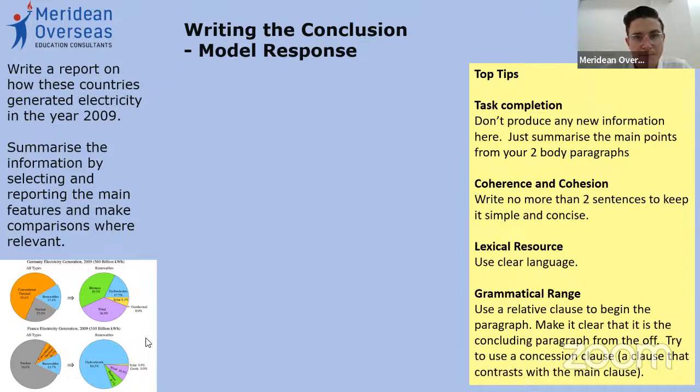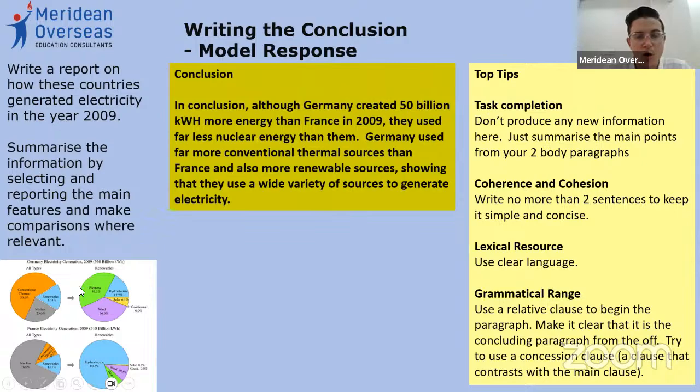Okay, let's go. Not a long paragraph at all. In conclusion, although Germany created 50 billion kilowatts per hour more energy than France in 2009, they used far less nuclear energy than them. Germany used far more conventional thermal sources than France, and also more renewable sources, showing that they use a wide variety of sources to generate electricity.